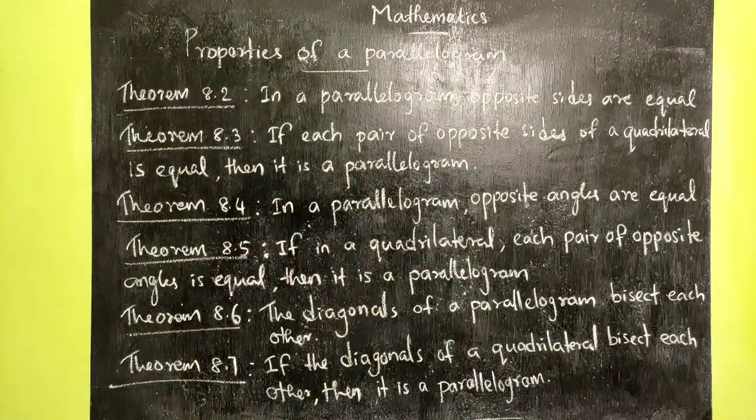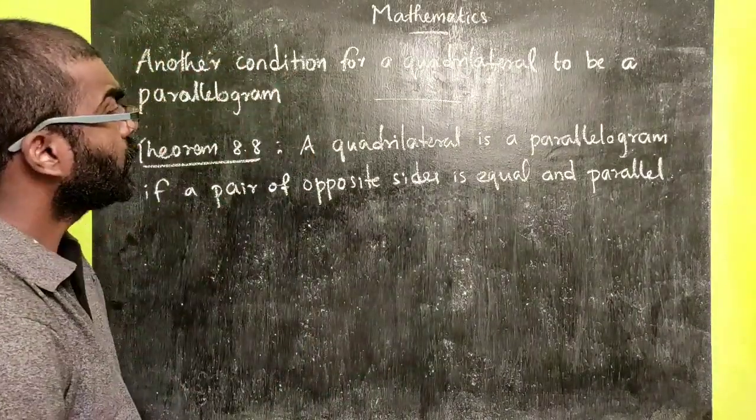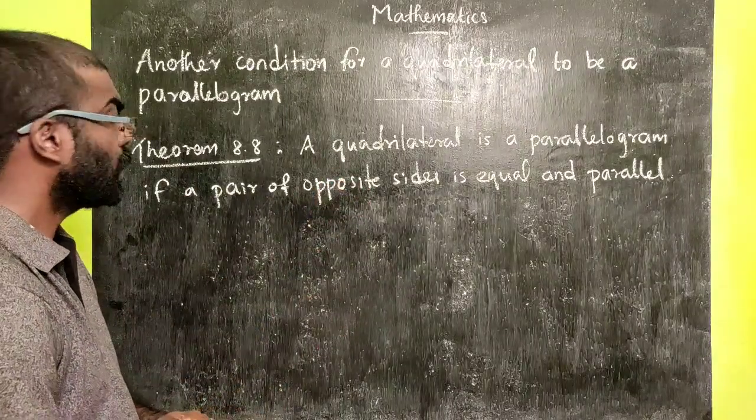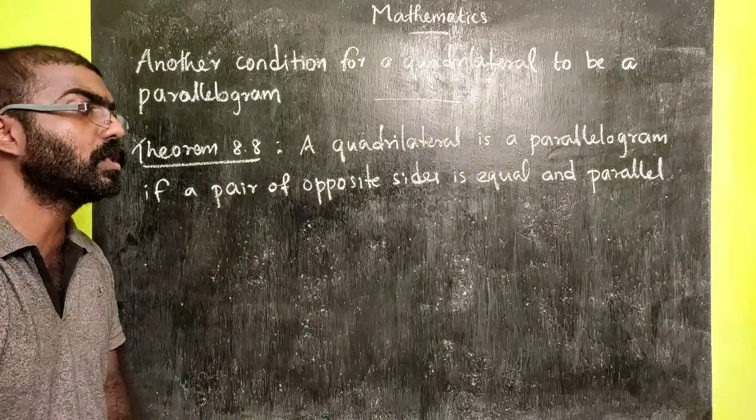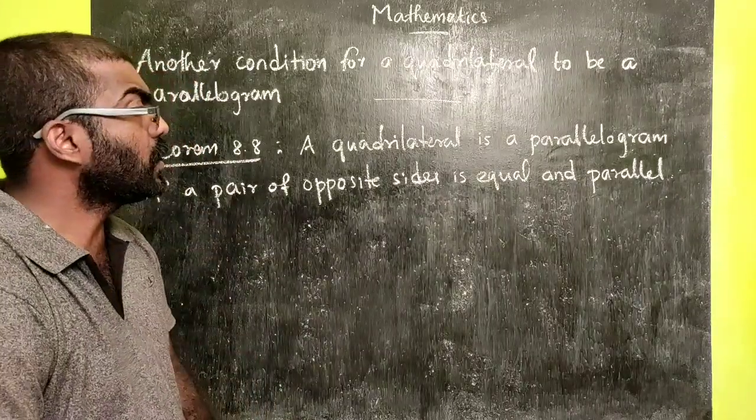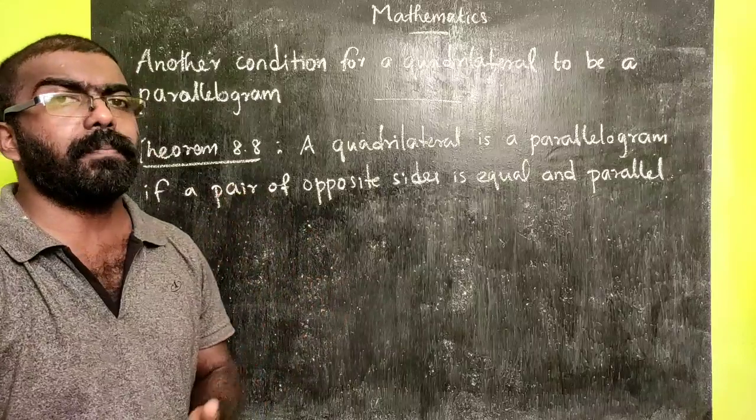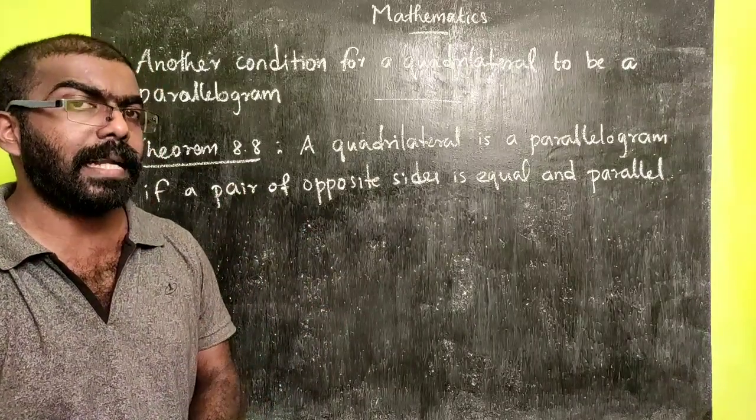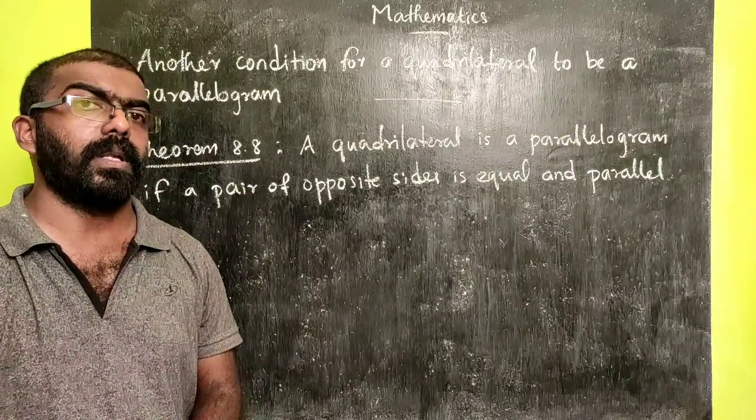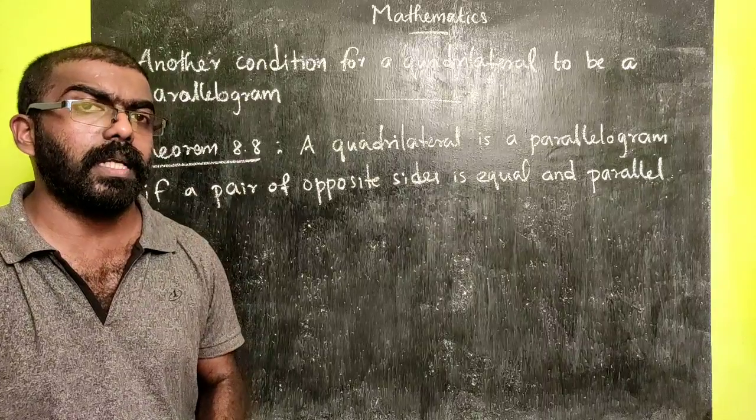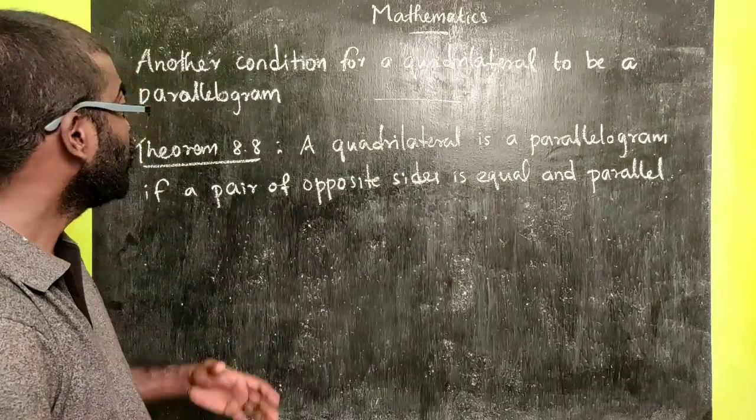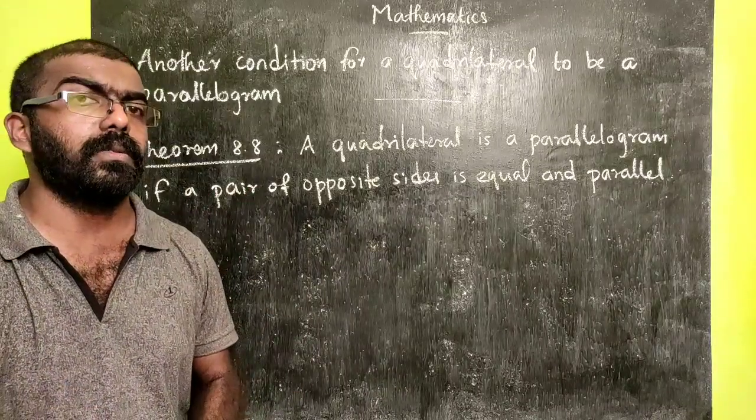Now there is another condition for a quadrilateral to be a parallelogram. Theorem 8.8 states that a quadrilateral is a parallelogram if a pair of opposite sides is equal and parallel. It is another condition for a quadrilateral to be a parallelogram. If one pair of opposite sides is parallel and equal, then we can conclude the quadrilateral is a parallelogram. So these are the theorems related to parallelogram. That you have to keep in mind. There are 8 theorems we have learned so far. Those 8 theorems you have to keep in mind.